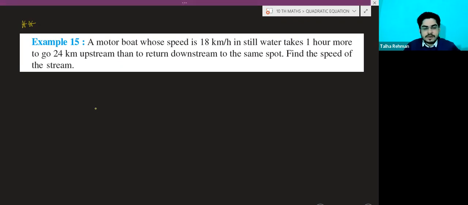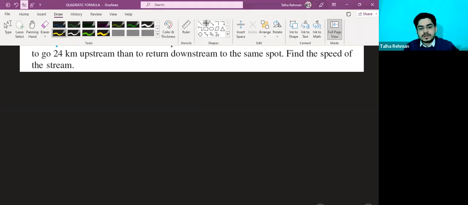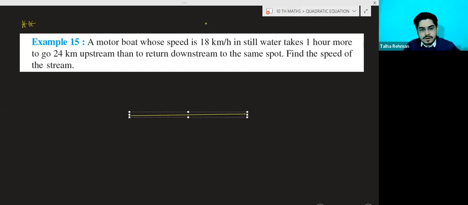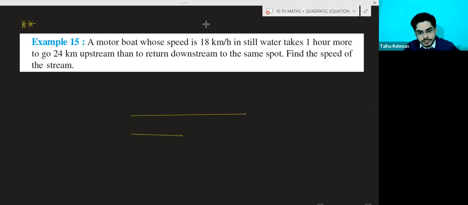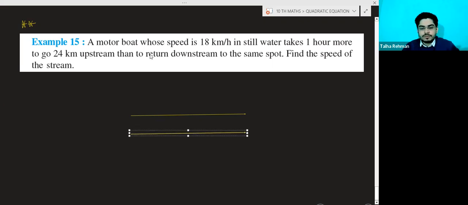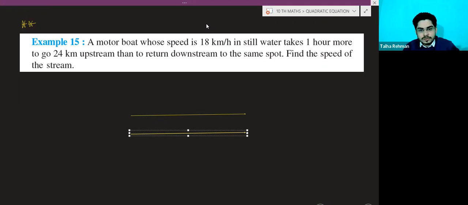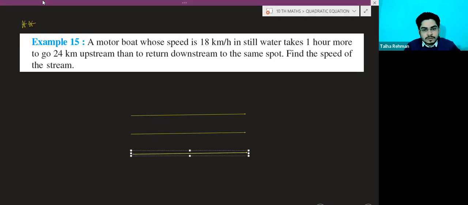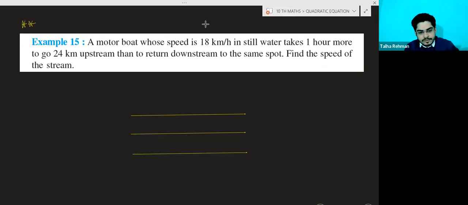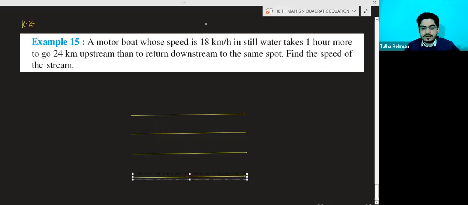So what they are saying means, suppose this is water and the direction of the stream. If there is a boat, so where does the boat run? In the water, means on the surface of the water, the boat will run. And it is given that, okay, just wait, I will explain everything.